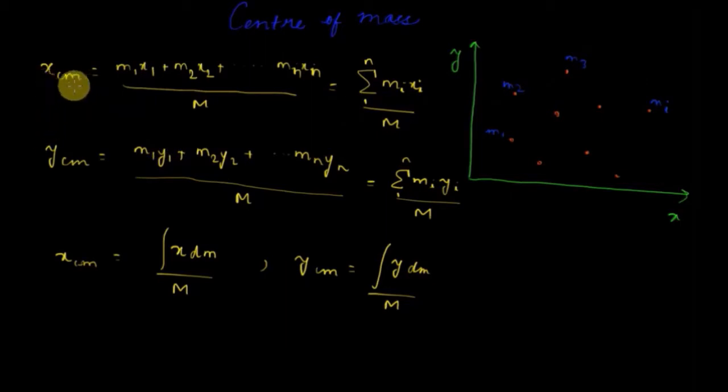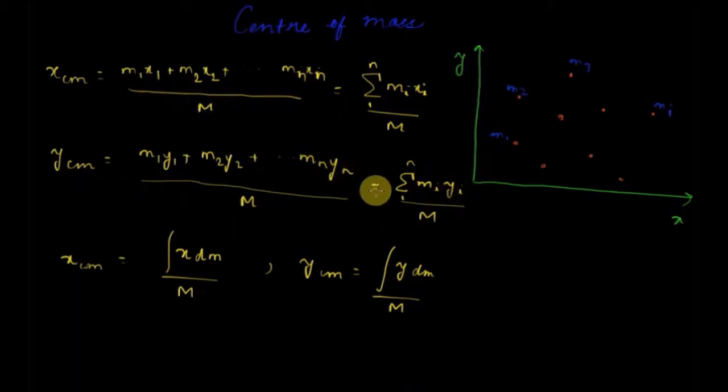So the x component of the center of mass is given by this formula, which is m1 times x1, which is the mass of the first object times the x coordinate of that object, plus m2 times x2 plus mn times xn, divided by capital M, which essentially is the summation of mi xi, i ranges from 1 to n, where n is the number of particles, divided by capital M. Similarly, the y coordinate will be given by the summation of mi yi divided by capital M.